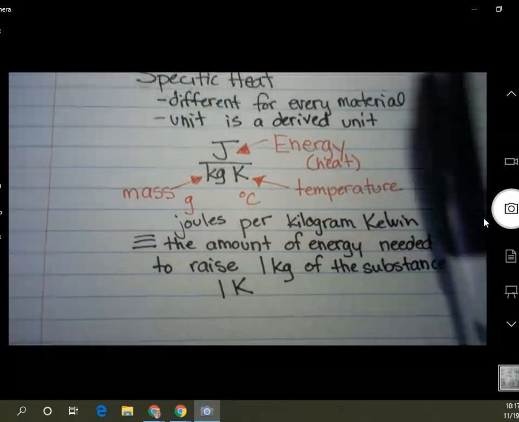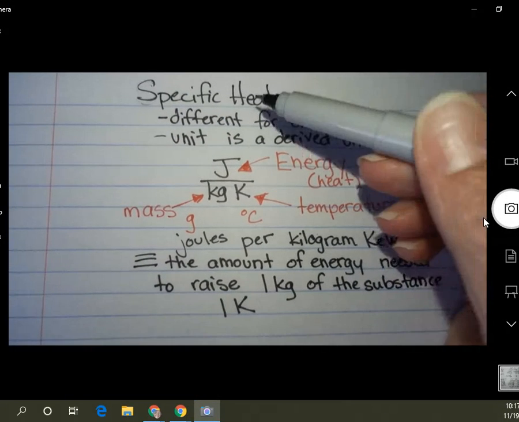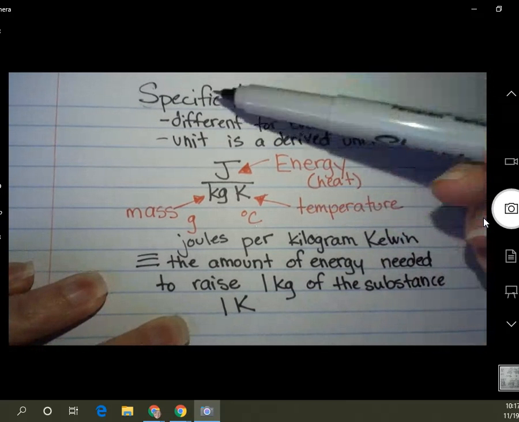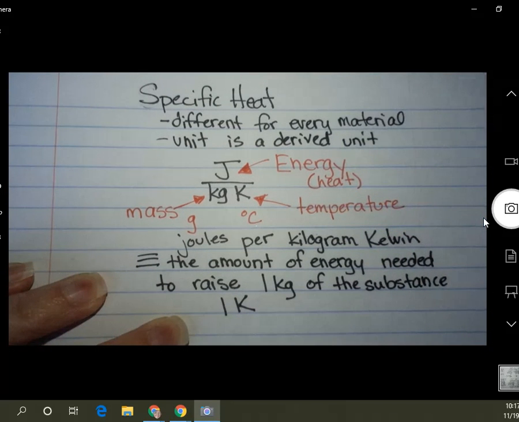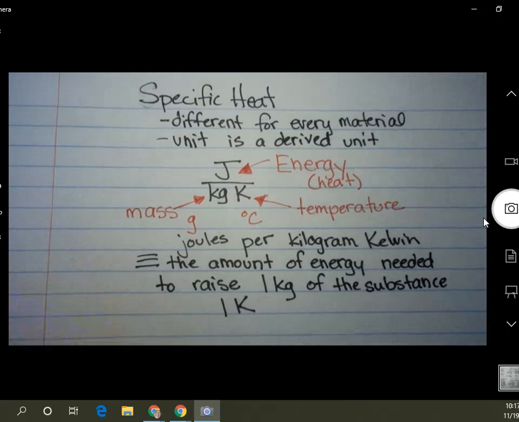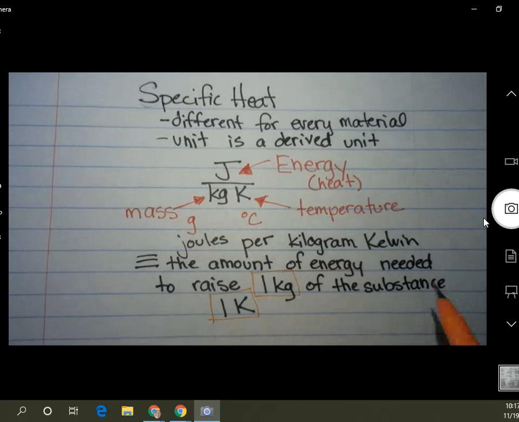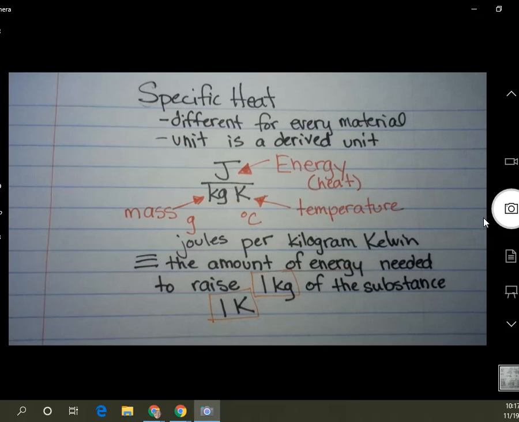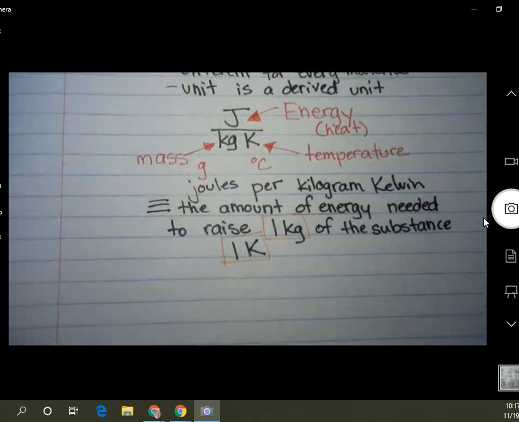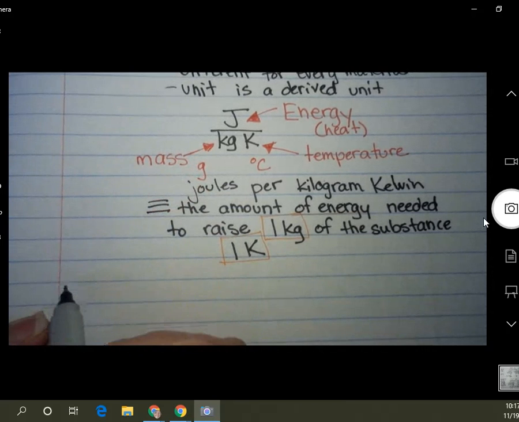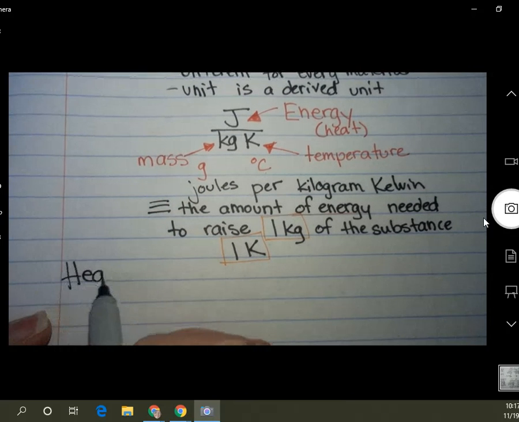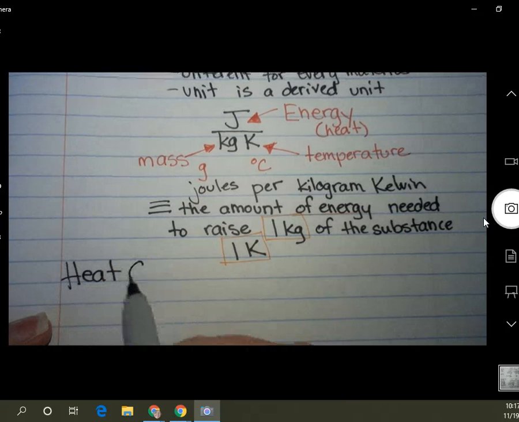And specific heat is very specific. Cheesy, right? But specific heat tells us a specific amount of energy for 1 gram of the substance for 1 degree Kelvin. You're going to hear about heat capacity also. So we're going to give a definition here. And I want you to think about how is that different.